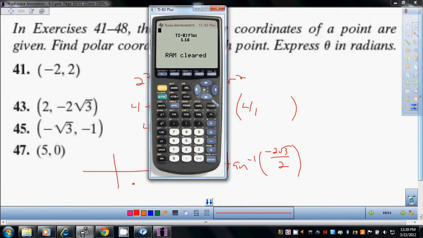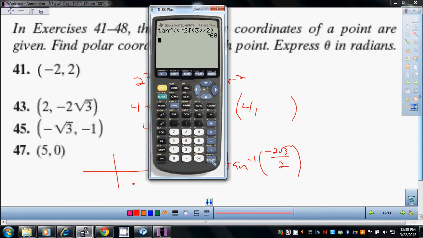Okay, so tan inverse. Make sure you're in degree mode, which I am not. Of negative 2 radical 3. Now, this is tricky because of your order of operations. You're going to need 2 parentheses here because it's a fraction. Your numerator divided by your denominator. Enter.